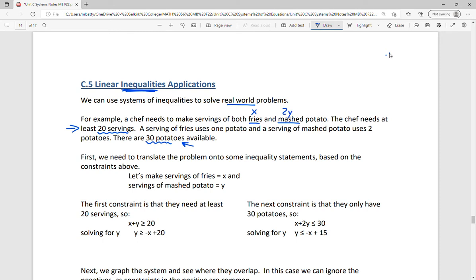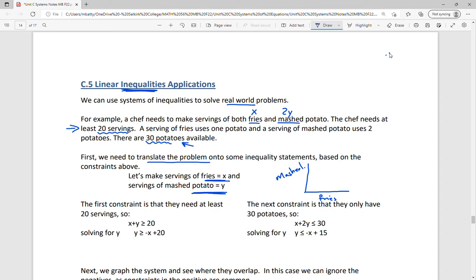And so what we're going to try and do is translate the problem above into some kind of inequality statements. So we're going to start off by saying, okay, let's fries be represented by X and mashed potatoes by Y. So we're going to end up with a graph with the number of orders of fries on the bottom, and mashed on the y-axis.